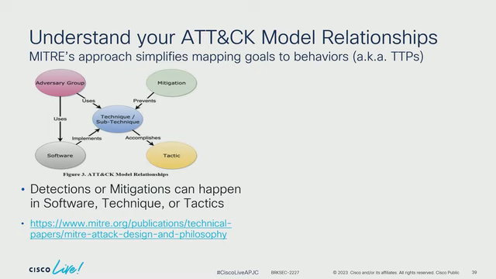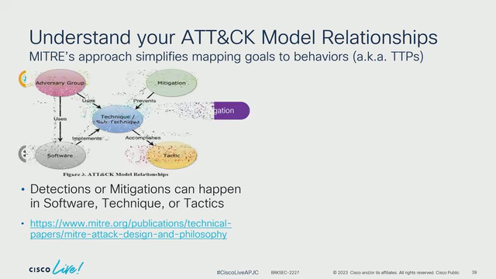So MITRE publishes relations diagrams for the outline and also for specific adversarial groups. What you'll see here is the adversarial group uses this software and implements this technique or this sub-technique. What can we do to prevent it, and what is the tactic that they're trying to get after? So it's a nice, easy model to look at a group and all of their capabilities.